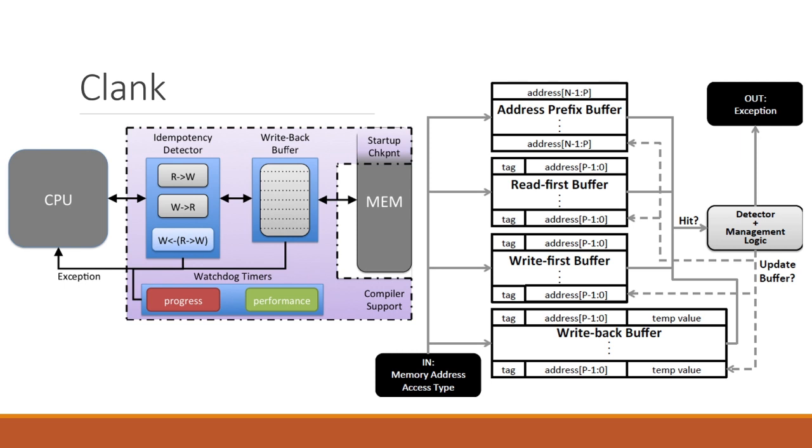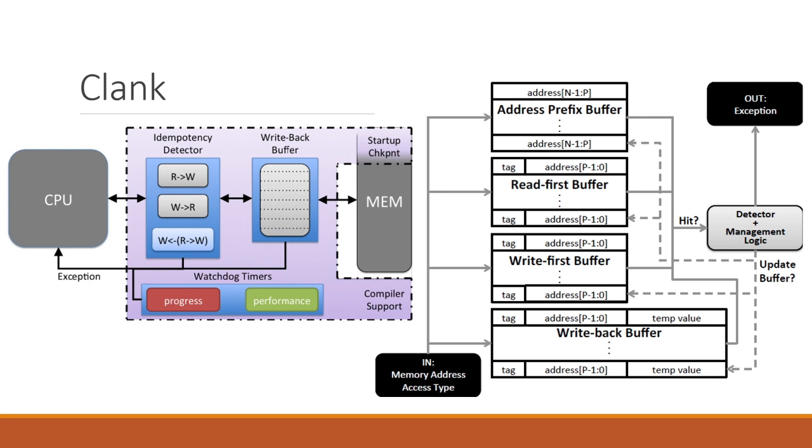By leveraging the inherent volatility of the write back buffer, Clank ensures efficient rollback during power off periods. During power on, the write back buffer contents are automatically discarded, facilitating a clean state for program execution without the need for explicit cleanup operations.